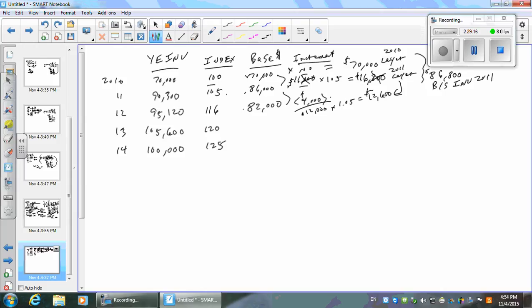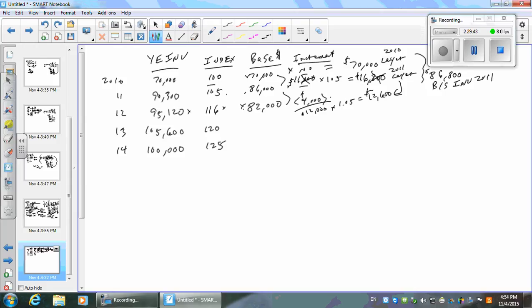What I did was I took my 95,120 here and divided it by 116, which gives me 82,000, which is what it would have cost in the base year to buy it. So I have 4,000 less inventory in base year dollars. So 16 less 4 is 12 left, right? 12 times the 1.05 is 12.6. So that 16.8 is reduced to 12.6, is all it is. It's gone, and it's gone forever.